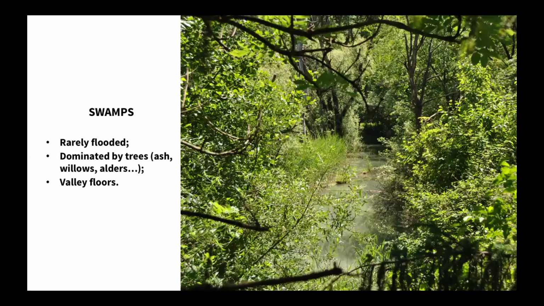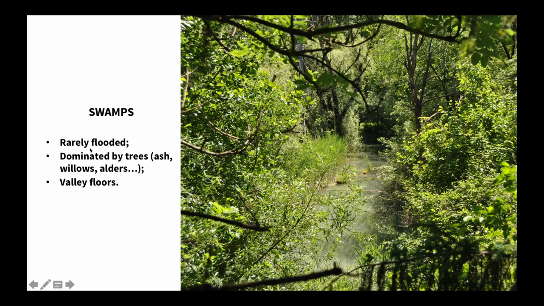And there are 6 categories of these habitats. In fact, we can recognize at least 6. Then obviously we can go much more into detail, but we can see these 6 categories at first. The first being swamps. A swamp is a place that can be rarely flooded during the year, for example, after the winter, or in the case of intense rain events, for example.